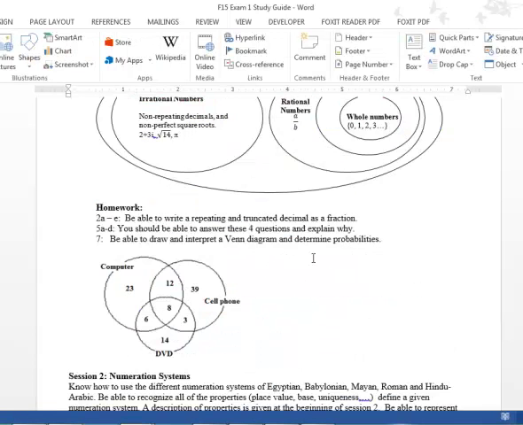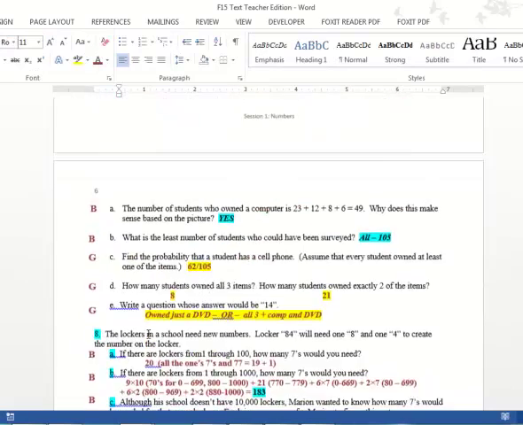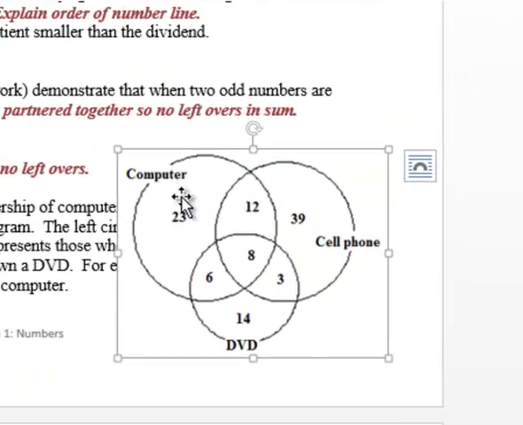Be able to draw an interpretive Venn diagram. This comes from the homework. Here it is. I'll make this big real quick so you can see it. Just be clear, this 23 stands for people that had a computer only. The word only should be in there. If they had a computer and a cell phone, then that would be this 12 right here. Even though they had a DVD, that's irrelevant. You're not asking if they had a cell phone, a computer, and a DVD. You're being asked, did they have a computer and a cell phone? Everybody in the intersection of these two circles has a computer and a cell phone.